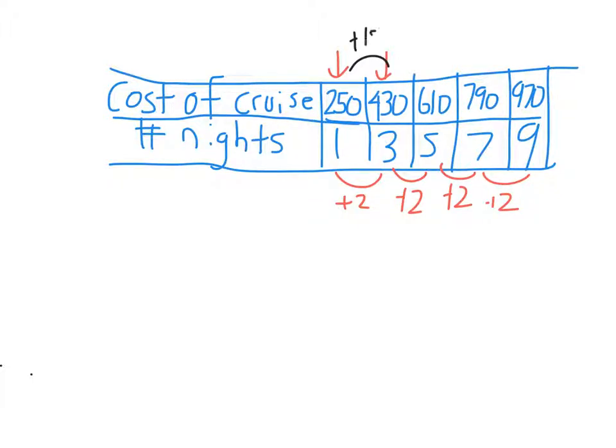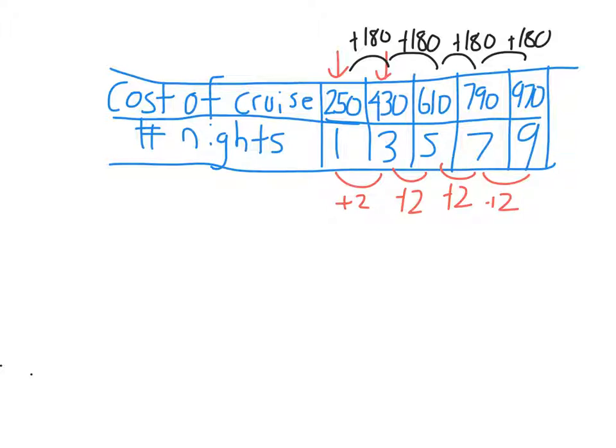It's actually going up by 180. So every additional 2 nights that I spend on the cruise costs me an extra $180. So because it is the same increase to the cost of the cruise each night, this relationship is linear.